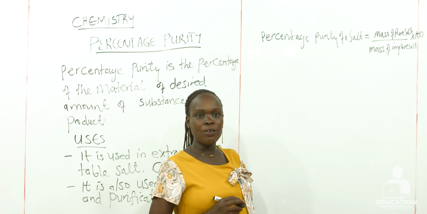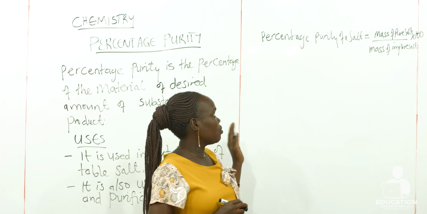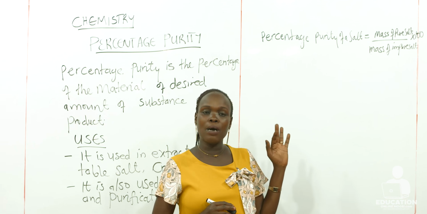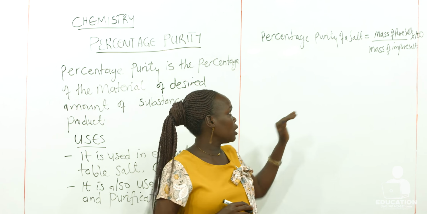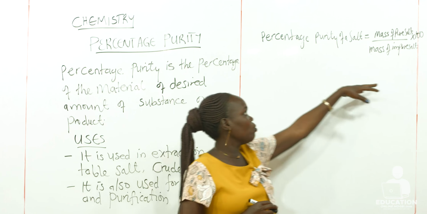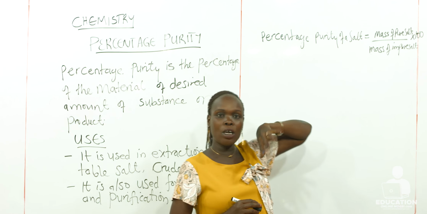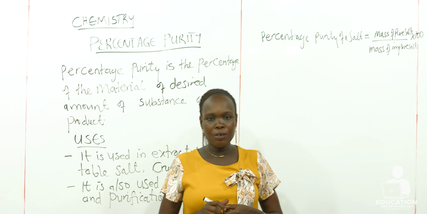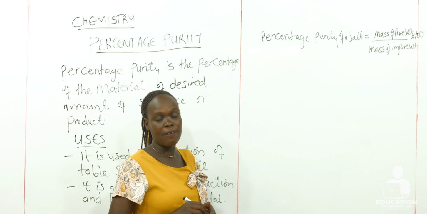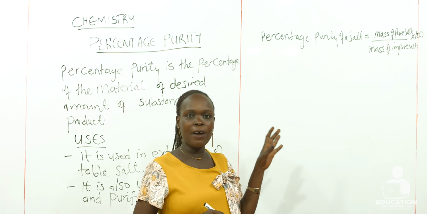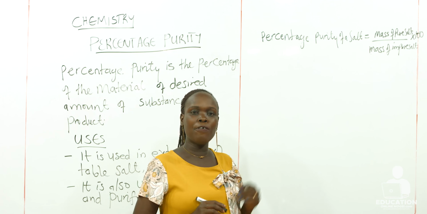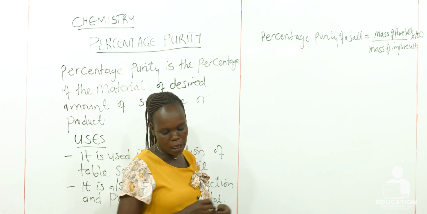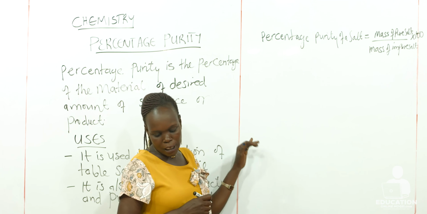We need to remember that when we are dealing with the percentage purity of a salt, we get it by the formula: the percentage purity of a salt equals the mass of the pure salt divided by the mass of the impure salt, then multiplied by 100. Here we can have an example to clarify how we use this formula for getting the percentage purity.